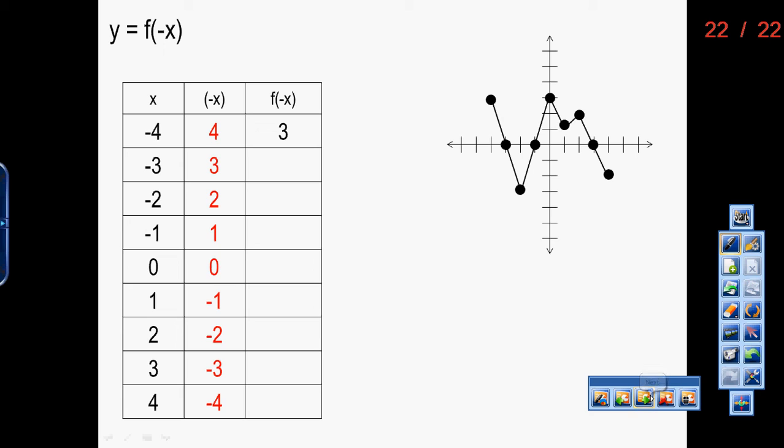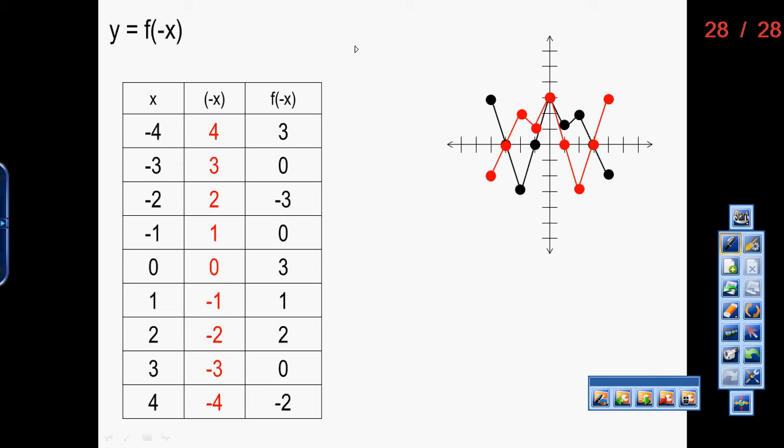So that's going to give me a 3. That's going to give me a 0. And then so on and so forth. So when I look at what it did, I can actually see that it did what? That's right, it reflected. What did it reflect across?